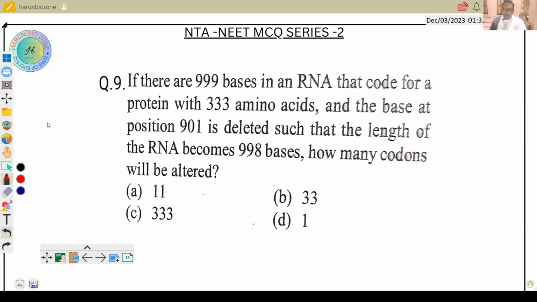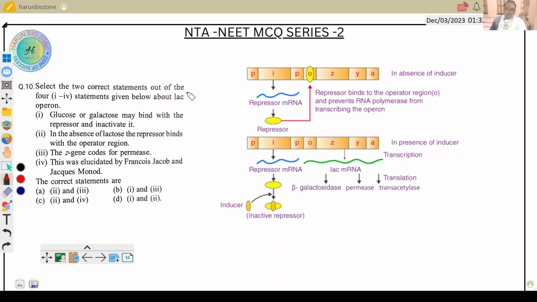Select the 2 correct statements out of the 4 statements given below about lac operon. So what is lac operon? Lac operon means in the presence of lactose, the structural genes are expressed. How are they expressed? In the presence or absence of lactose in prokaryotic cell. So here glucose or galactose may bind with the repressor and inactivate it. In the absence of lactose, the repressor binds with the operator region. The Z gene codes for permease. This is elucidated by Francois Jacob and Jacques Monod.